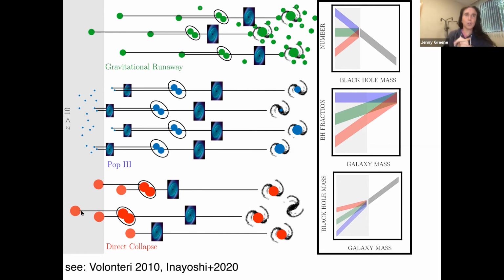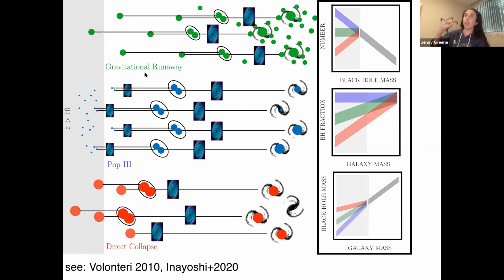It may be able to explain the first quasars that we see. It seems to me unlikely that all supermassive black holes were seeded through this direct collapse channel. I think the number densities that people are predicting are just way too low. But that would make you a heavy seed, 10 to the 4 to 10 to the 5. And then the final pathway that we talk about is gravitational runaway in the centers of dense clusters.